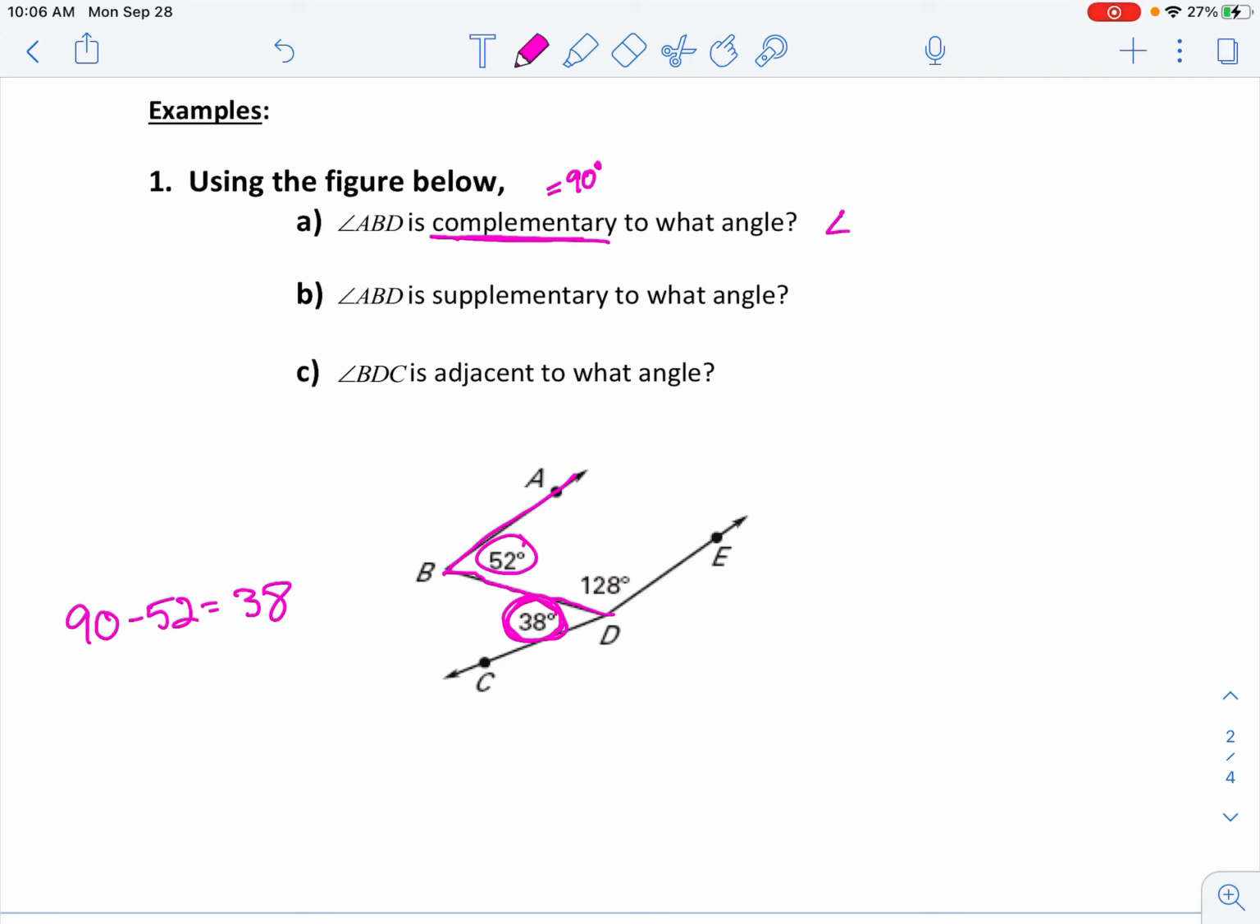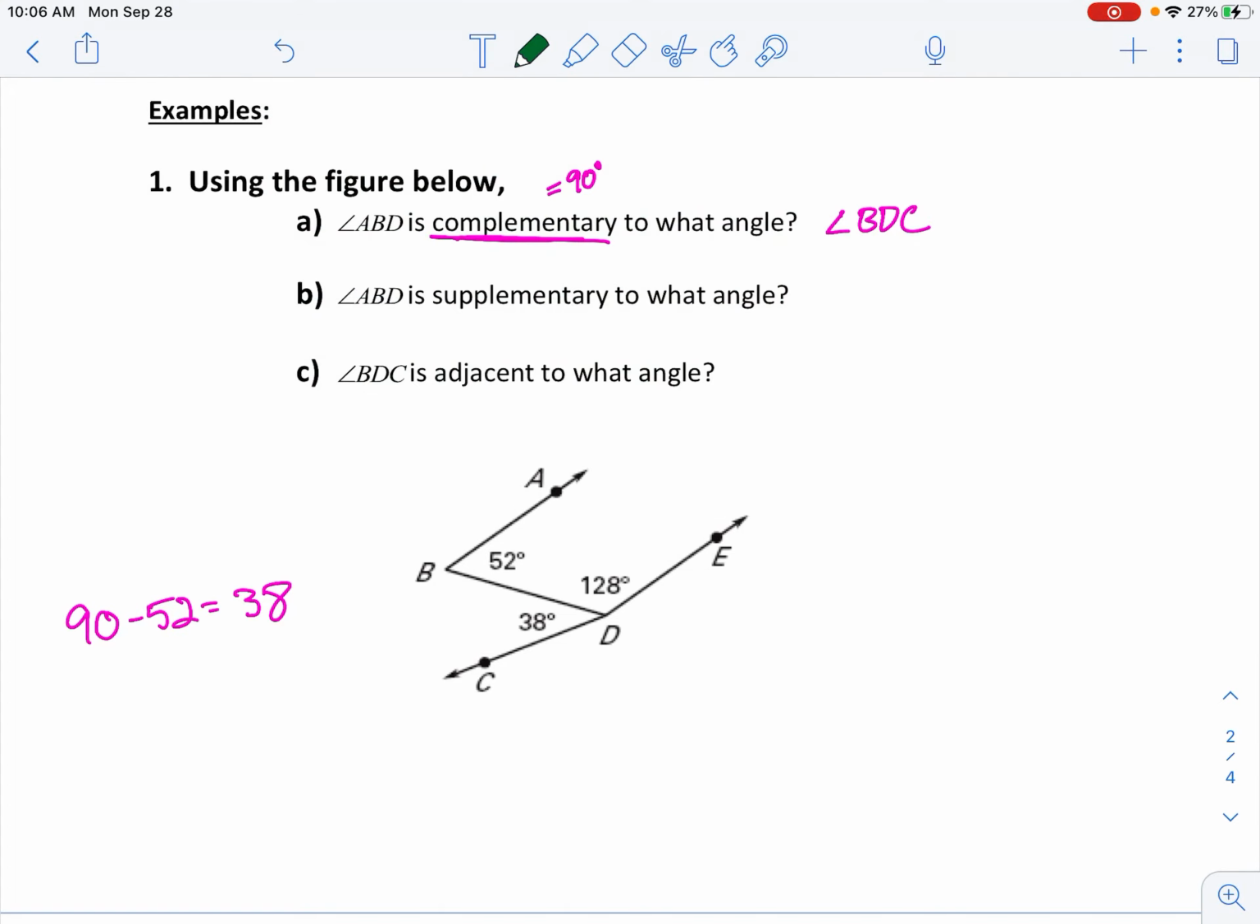So what angle is complementary to angle ABD? It'd be angle BDC. All right, I'm going to get rid of this here, and let's switch to a different color. Let's go to a green.